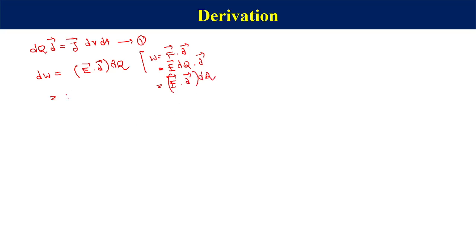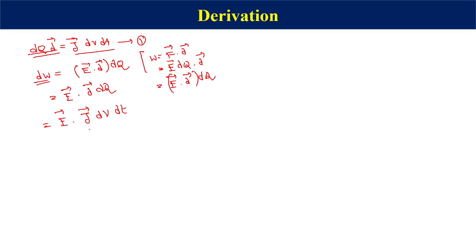So if I have to write it once again, d dq has already been given an expression by equation number 1. So I'm going to simply write it, and that's equal to E dot, in place of d dq I'm going to write this j dv dt. All right, so let's say this is the work done, dW. Now dW is an elementary work done.